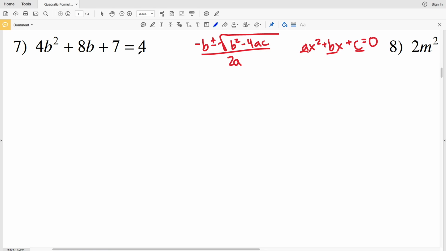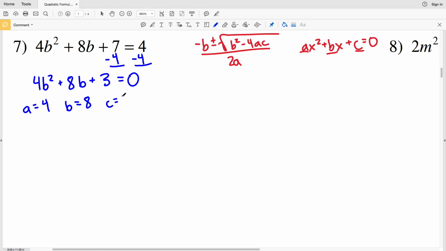So in number 7, it does not equal 0, it equals 4. So we have to start by subtracting 4 from both sides. So we'll have 4b squared plus 8b plus 3 equal to 0. Now, our a value is equal to 4, our b value in the formula, not the b value of the equation, is equal to 8, and our c value is equal to 3.